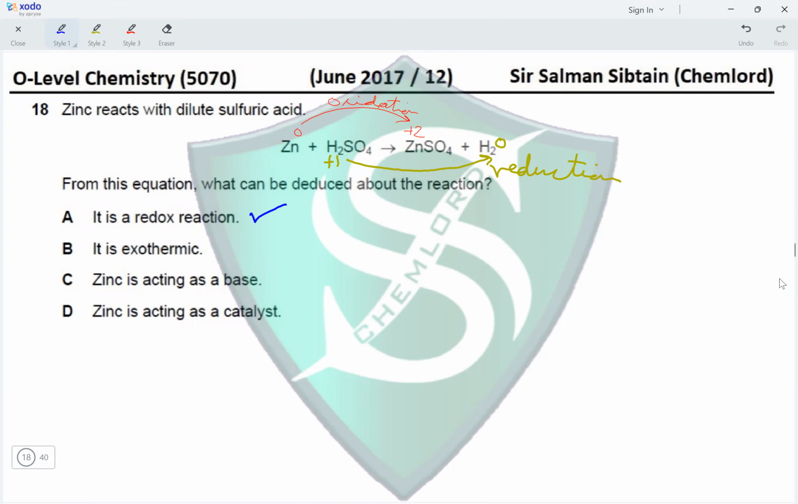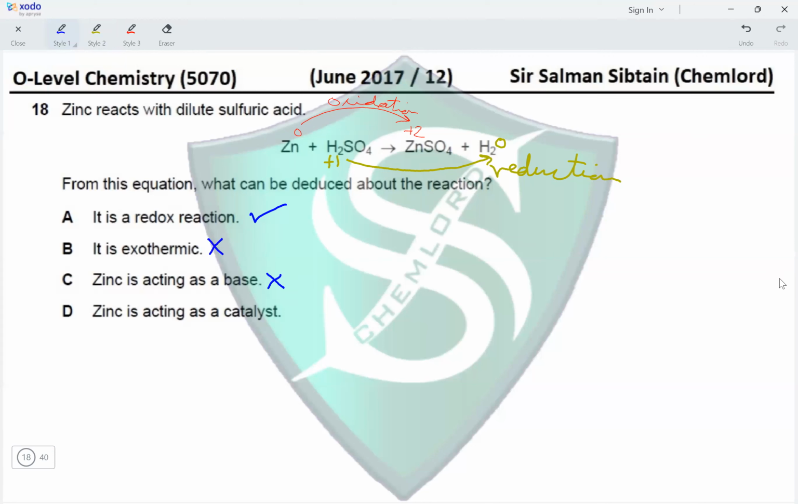It is exothermic. Okay, so metal reacting with acid is an exothermic reaction, but it is not possible to predict whether the reaction is endothermic or exothermic just by looking at the given equation. So this option cannot be predicted. Next, zinc is acting as a base. No, zinc will act as a base if it accepts H positive ions. It is not accepting any H positive ions.